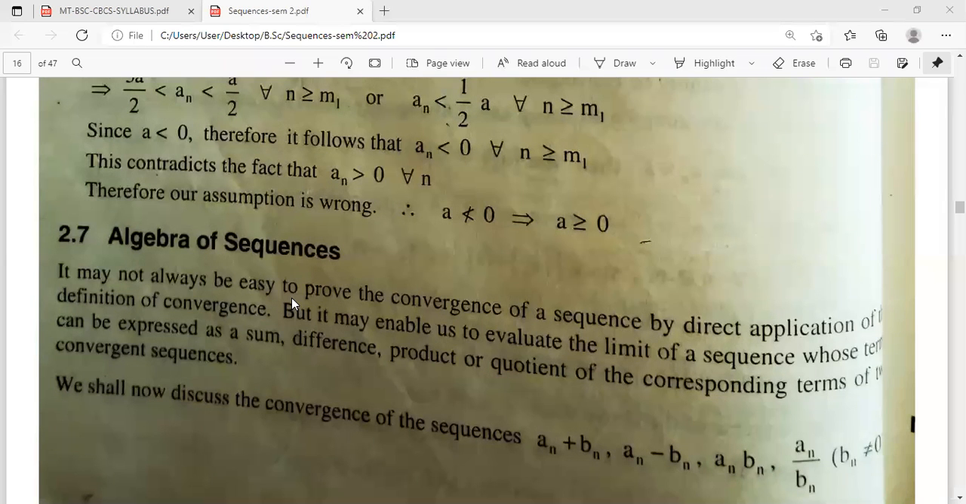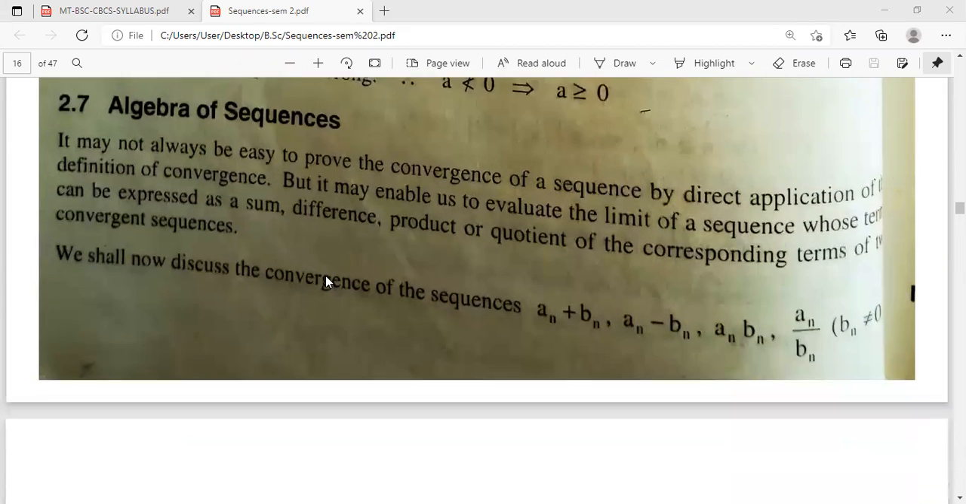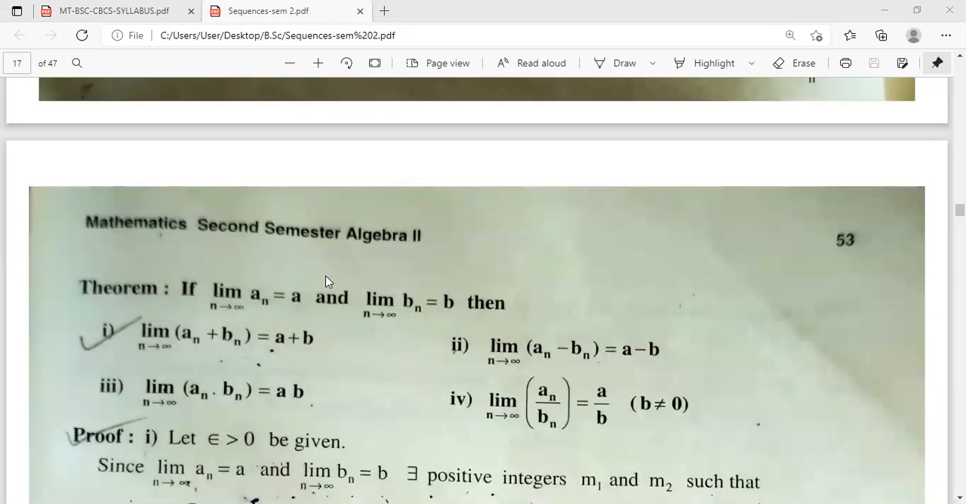Now, the next case we are going to discuss is the algebra of sequences. There are four cases. Algebra of sequences means the sum, difference, product, and quotient of two convergent sequences is convergent. You see the syllabus here.